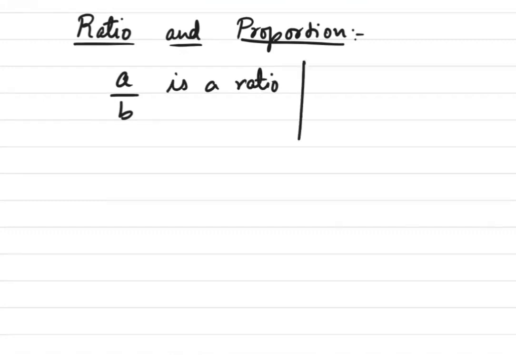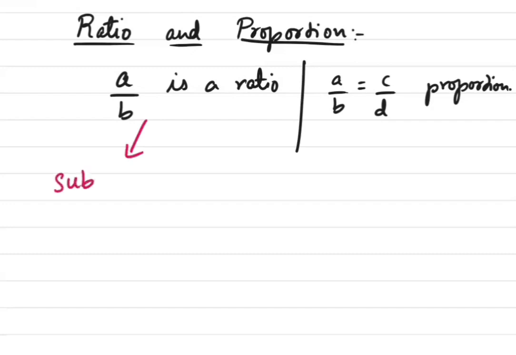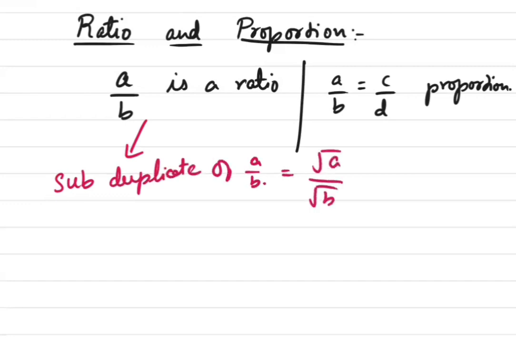And what is a proportion? If you have A over B equals C over D, that is a proportion. Okay, equivalent ratios are nothing but they're in proportion. So now let us talk about what are subduplicate ratios. So if in the question it is given subduplicate, what do you mean by subduplicate? Subduplicate of A by B is nothing but square root of A and square root of B.